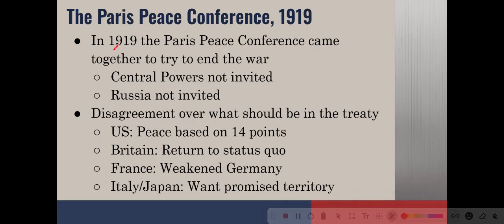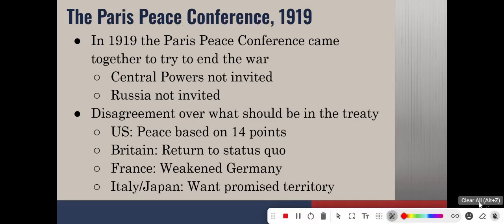And the Paris Peace Conference's goal is to find a way to end the war for all parties. But there's some issues. First and foremost, the Central Powers, Austria-Hungary, Germany, and the Ottoman Empire are not invited. And then Russia is not invited as well. So over half of the war just wasn't invited to the peace conference.